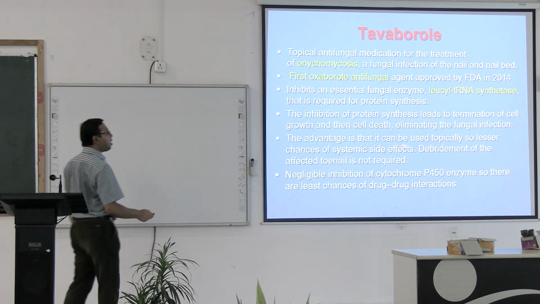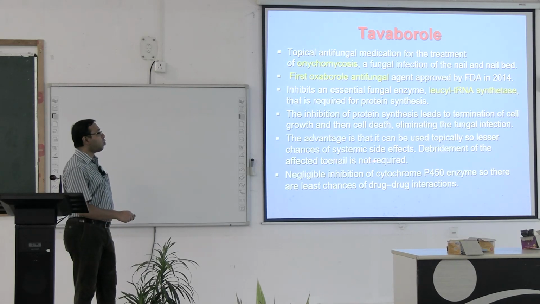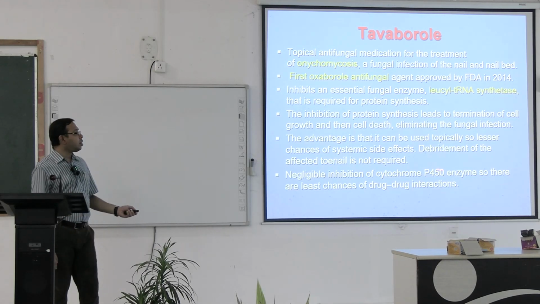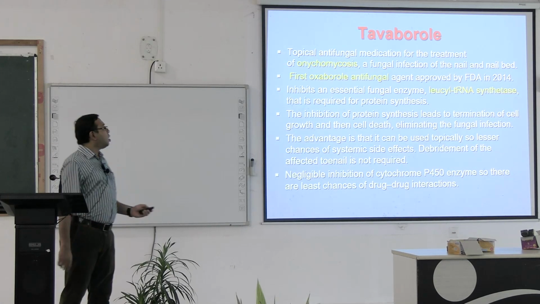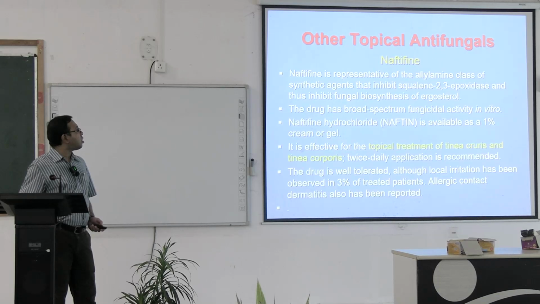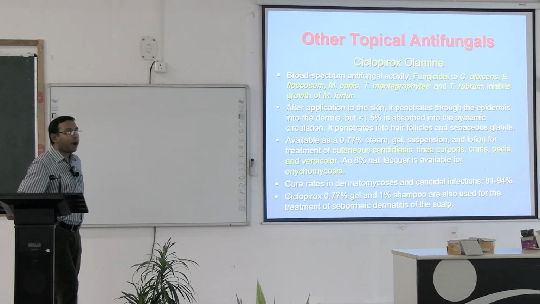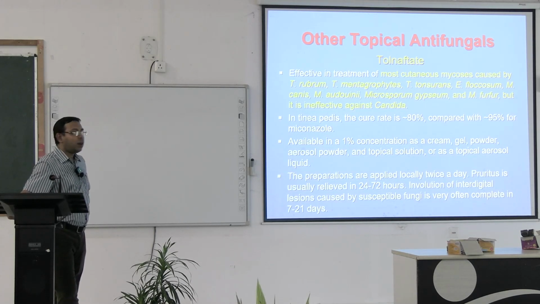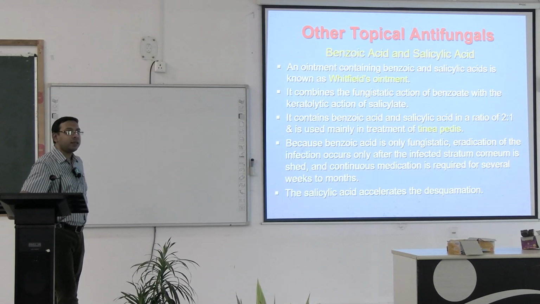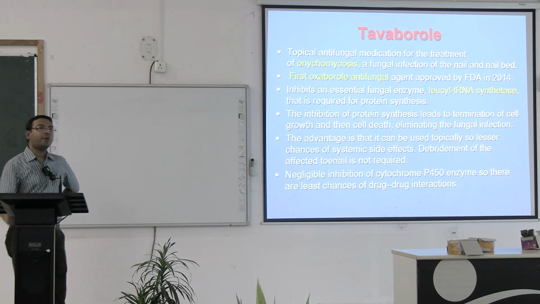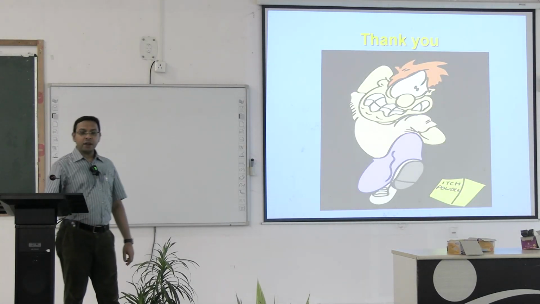The advantage is that it can be used topically, so lesser chances of systemic side effects, debridement of the affected toenails is not required, and there is negligible inhibition of cytochrome P450 enzymes, so least chances of drug-drug interactions. So, this is all about the antifungal drugs. These are the examples of topical antifungals: ciclopirox olamine, haloprogin, tolnaftate, naftifine, butenafine, undecylenic acid, benzoic acid and salicylic acid. And lastly, tavaborole is the newest oxaborole antifungal drug.